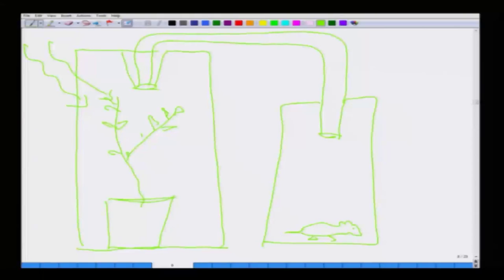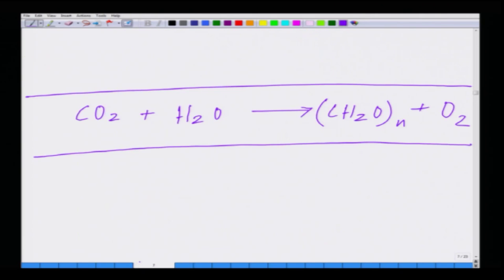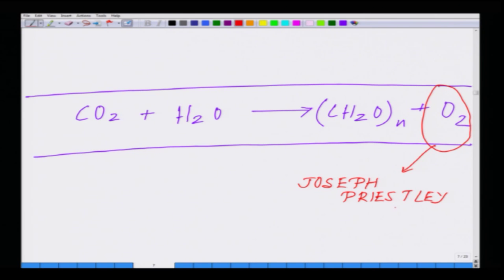Okay. So, let's highlight this. Coming back, this component, that it is evolving oxygen, was discovered by Joseph Priestley. And this was back in 1780, almost 3 centuries back.